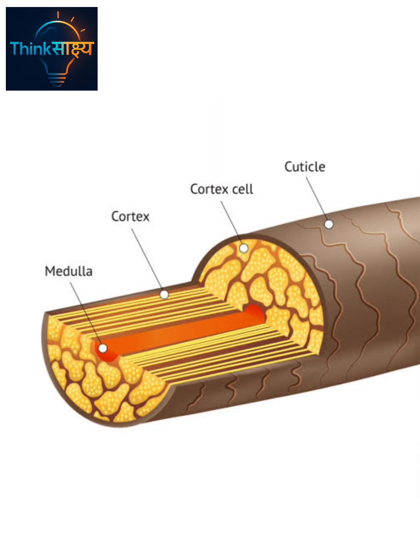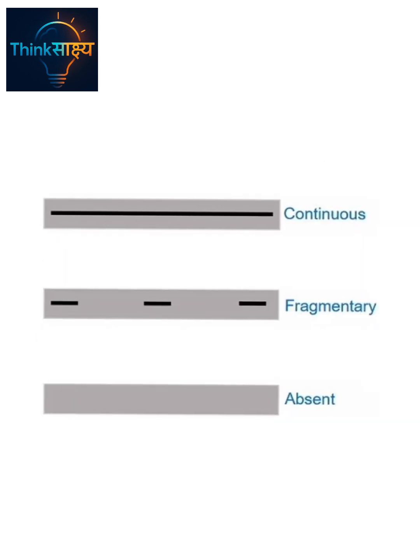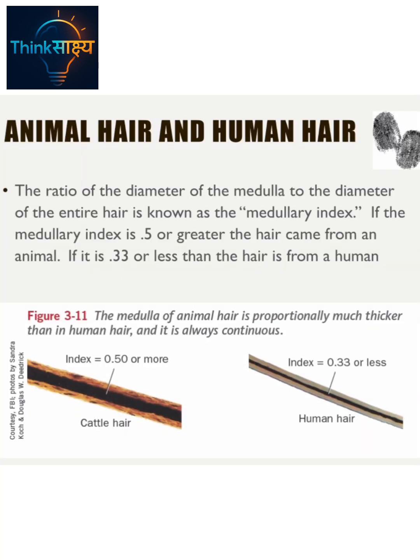Medulla, it is the inner core of the hair, which may be continuous, fragmented or even absent. It varies in thickness and presence between species. In humans, the medulla may appear fragmented or very thin, while in animals it is often thicker and more structured. It helps in species determination.